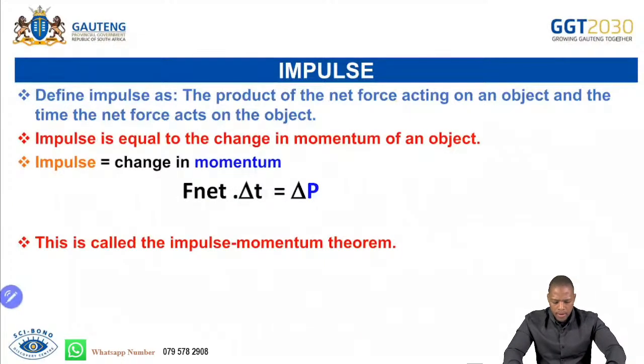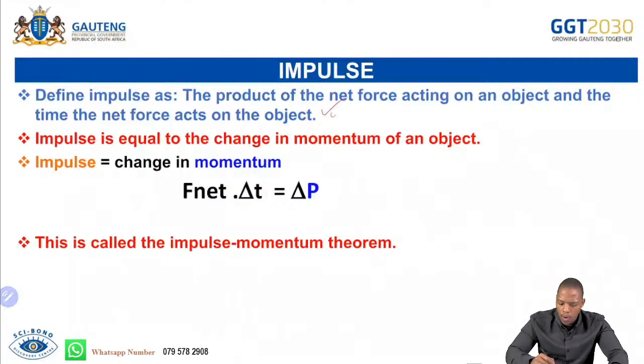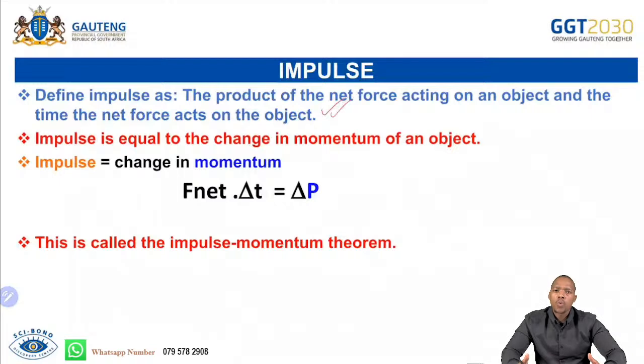Okay. Right. So, again, we define impulse as the product of the net force acting on an object and the time that the net force acts on the object. I should say that this definition was taken from the exam guideline word for word, which is what I usually advise learners to do. When you are defining, you must only define according to the examination guideline, word for word. What we don't do is define according to our own understanding, and we don't define according to external sources. We define according to the examination guideline.